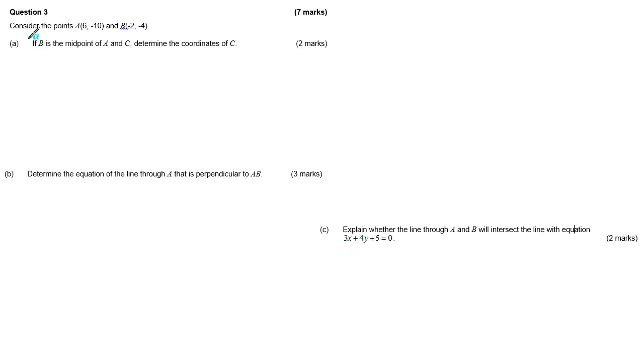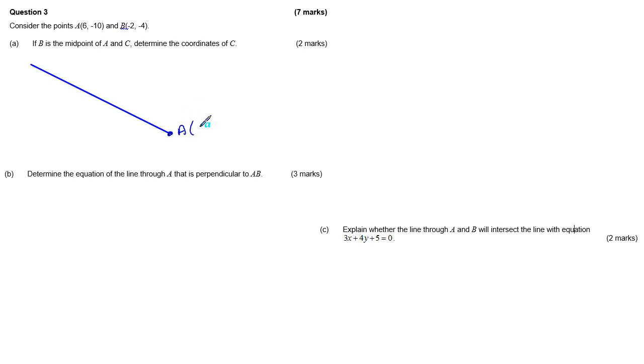So, question 3. We have the point A at 6, negative 10, and the point B at negative 2, 4. Now we're told that B is the midpoint of A and C, and we want to find the coordinates of C. So, if we think about this, you could use the formula for this, but I tend to do it this way.